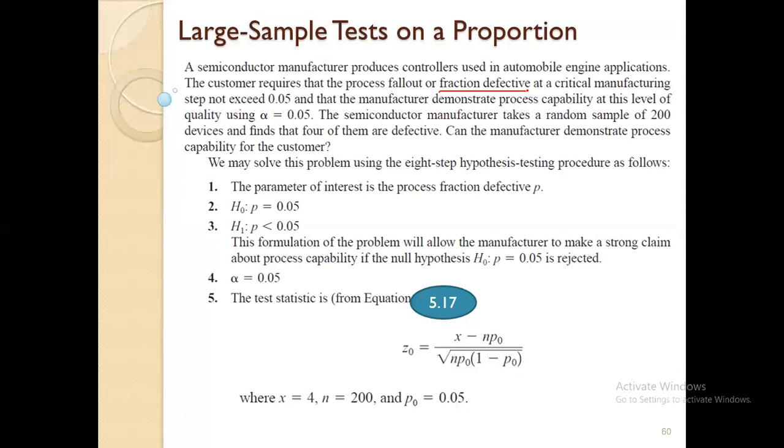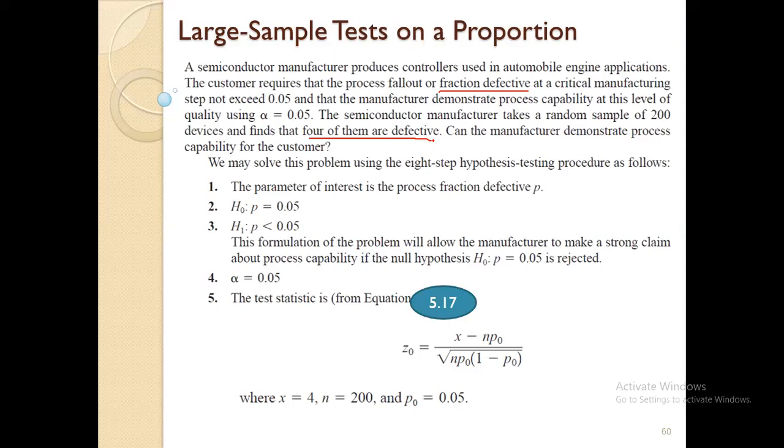Okay, for this case, the company sampled 200 semiconductors and found that 4 of them are defective. The manufacturer demonstrates process capability for the customer. You have to confirm whether this meets the customer's requirement or not.